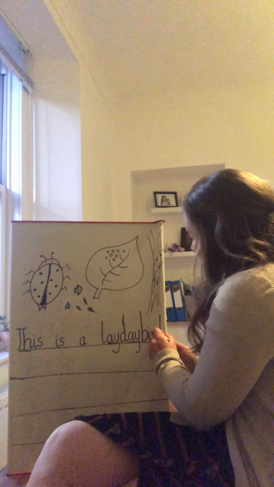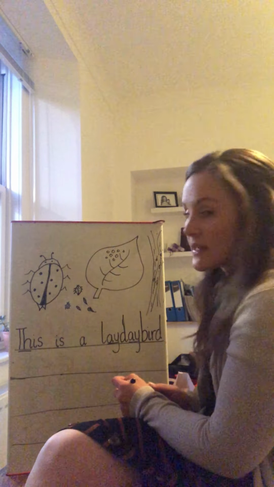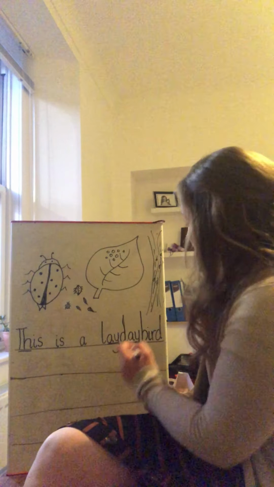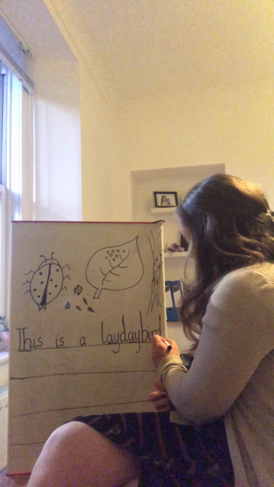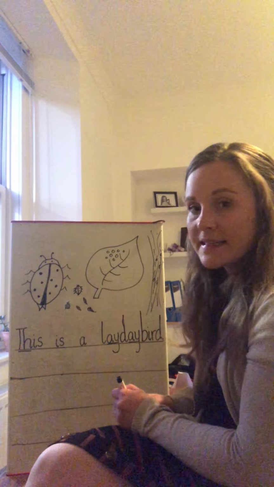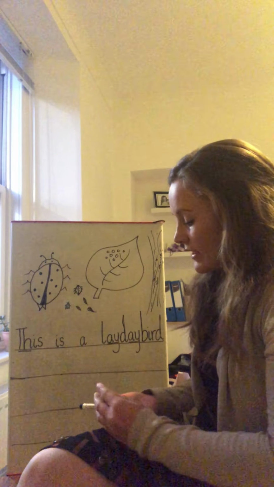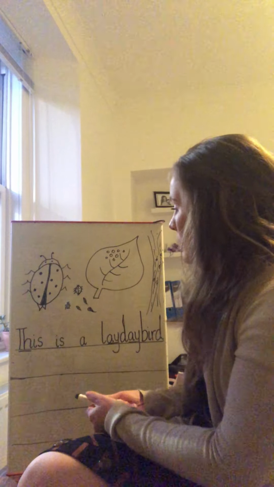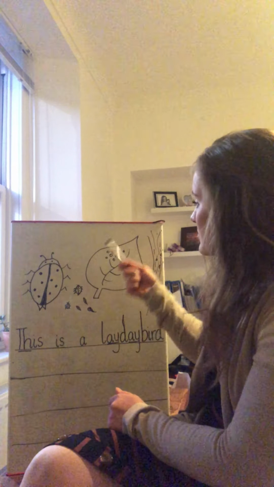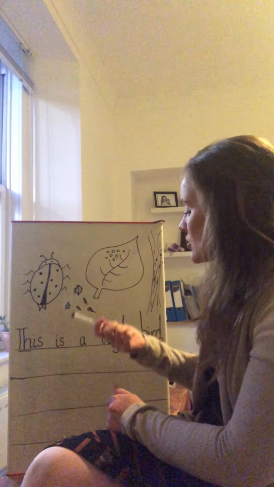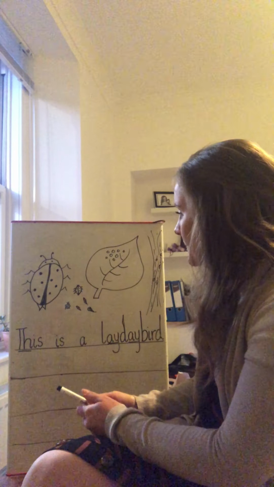Now that is the end of a sentence. Can you remember what goes at the end of a sentence? That's right, a full stop. This is a ladybird. Okay, now the next thing that we're going to tell people about is what's going on in this picture. So this ladybird has just laid an egg.